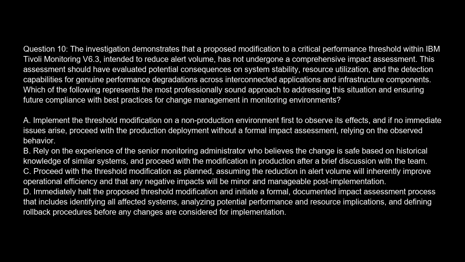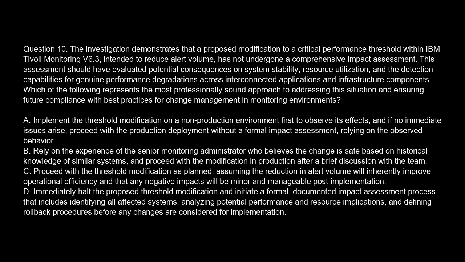Option A. Implement the threshold modification on a non-production environment first to observe its effects, and if no immediate issues arise, proceed with the production deployment without a formal impact assessment, relying on the observed behavior. Option B. Rely on the experience of the senior monitoring administrator, who believes the change is safe based on historical knowledge of similar systems, and proceed with the modification in production after a brief discussion with the team. Option C. Proceed with the threshold modification as planned, assuming the reduction in alert volume will inherently improve operational efficiency and that any negative impacts will be minor and manageable post-implementation.